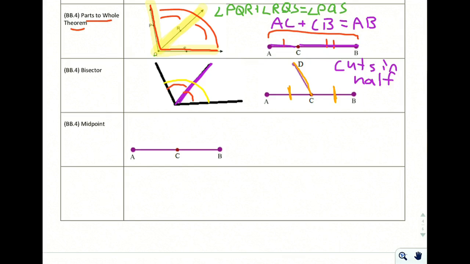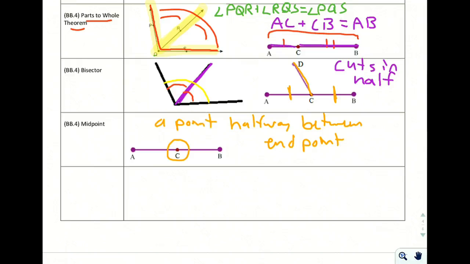Next one is a midpoint. Midpoint is pretty straightforward. It is halfway between the endpoints. And it is a point itself, so it is a point halfway between the endpoints. And in this picture you can see C is in the middle of A and B, so C would be the midpoint.